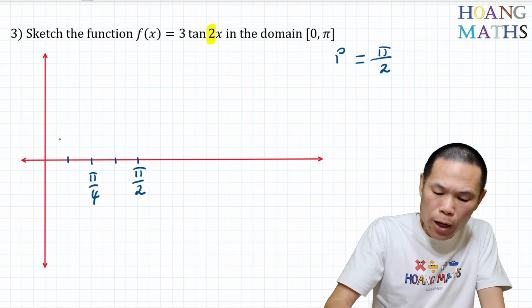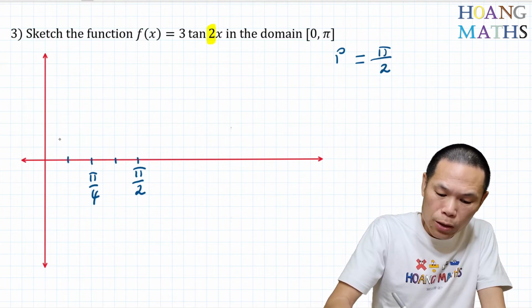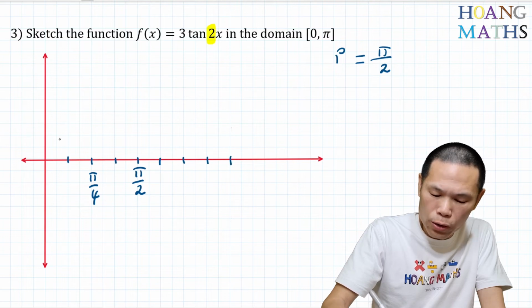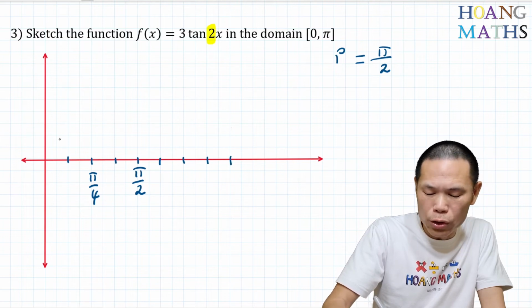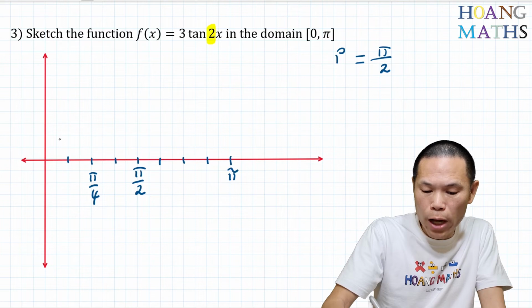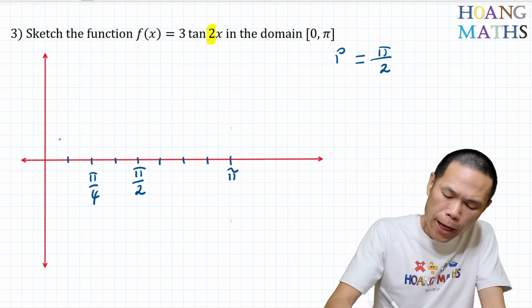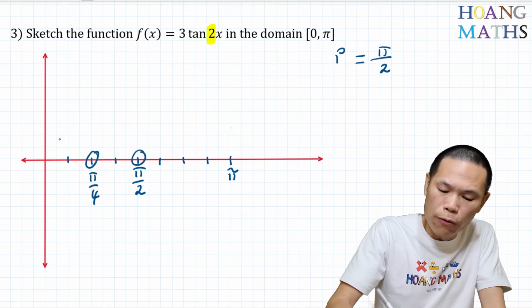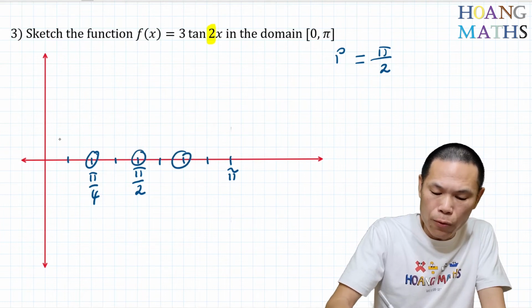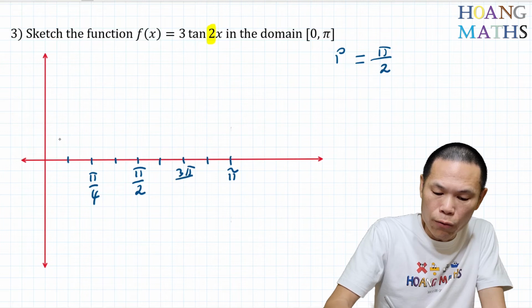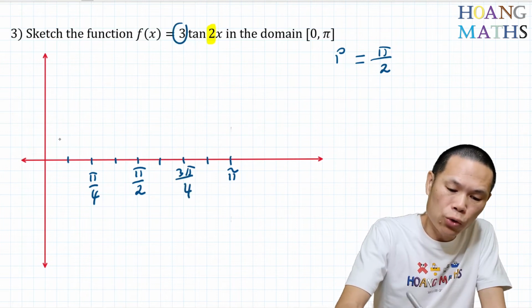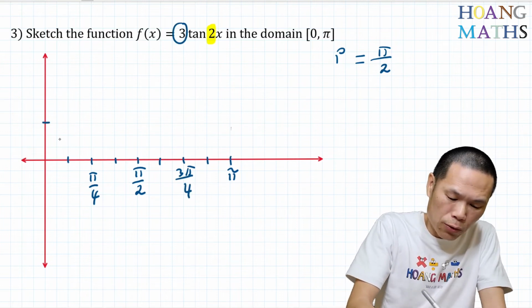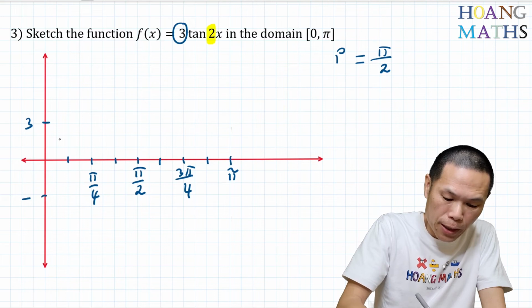And then the next one, so 1, 2, 3, 4. So pi over 2, 2 pi over 2, which means pi. So there you go. And halfway between that, we can just count pi over 4, 2 pi over 4, and 3 pi over 4. So 3 pi over 4. And we have the 3 in front, so we just write 3 there, and this is negative 3.